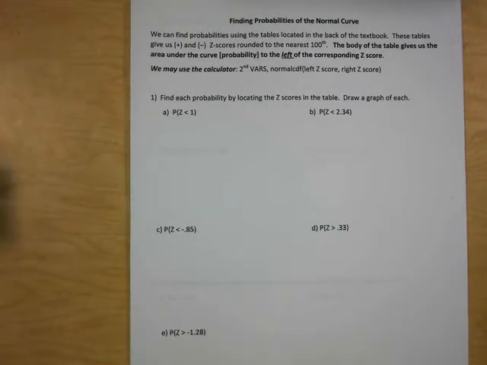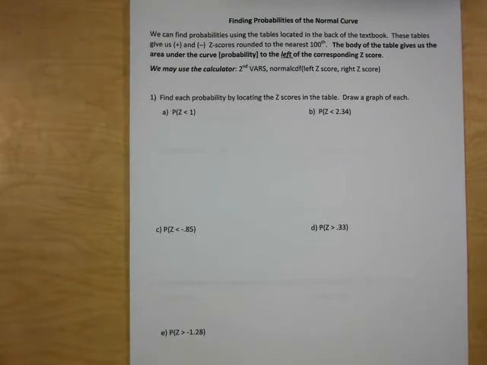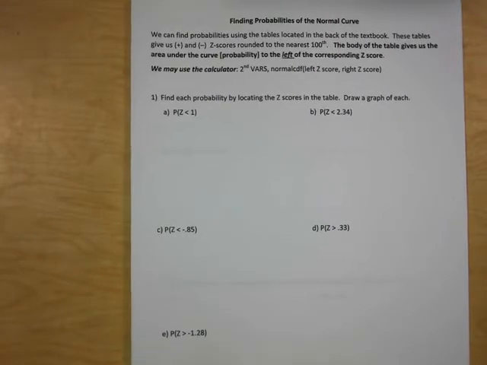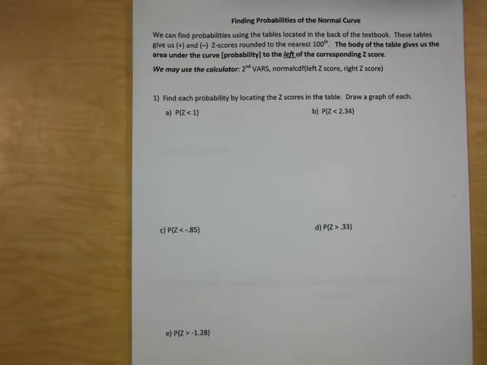Okay, what we'll look at in this lesson is finding probabilities of the normal curve, or using the normal curve. We can find probabilities using the tables located in the back of the textbook. These are going to be the Z tables. These tables will give us the positive and negative Z-scores rounded to the nearest hundredth, and the body of the table gives us the area under the curve, or the probability, to the left of the corresponding Z-score. Then we're also going to use a calculator to find our probabilities.